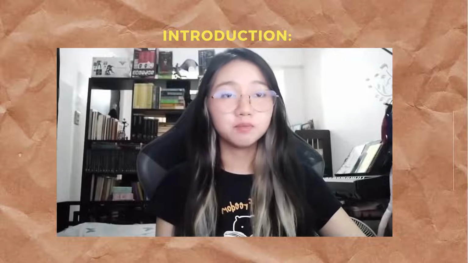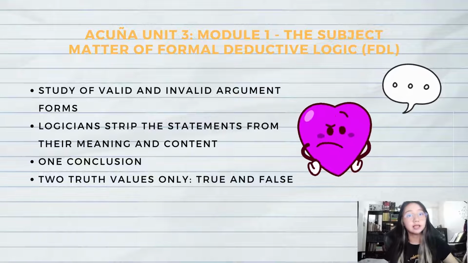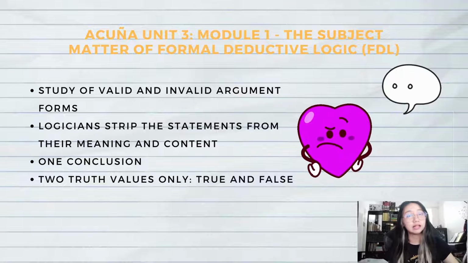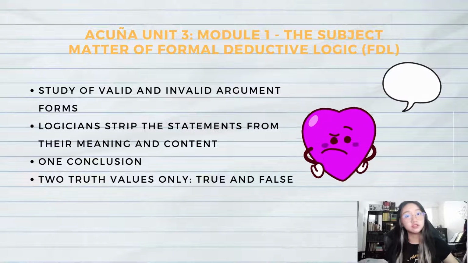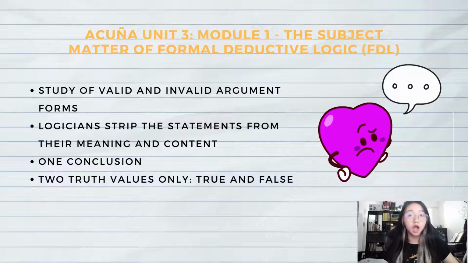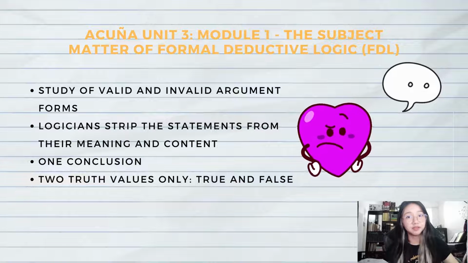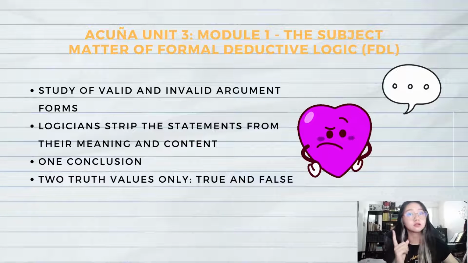However, it is still important to study this because the typology of arguments will be incomplete without it, and deductive logic is necessary as they are additional skills needed in philosophical analysis. The subject form of logic, or FDL, is the study of valid and invalid argument forms. Logicians strip the statements of their meaning and content and then determine whether the argument form is valid or not. It does not matter how many premises are given as long as you only have one conclusion.